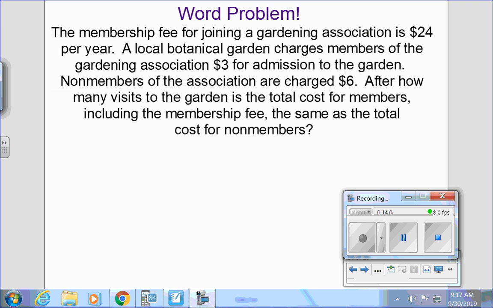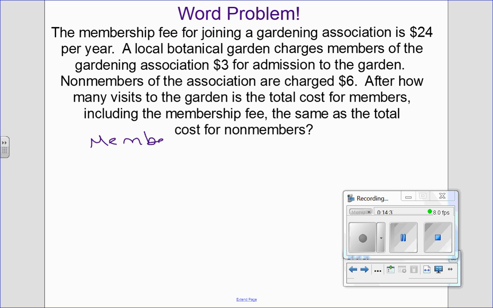Last one. It looks like we're talking about a gardening association. Listen up, last one. The membership fee for joining a gardening association is $24 per year. A local botanical garden charges members of the garden $3 for admission to the garden. Non-members are charged $6. After how many visits to the garden is the total cost for members, including the membership fee, the same as the total cost for non-members? All right, so we're going to have a member side of our equation, and we're going to have a non-member side of our equation. We want to know how many visits until they're going to be equal.